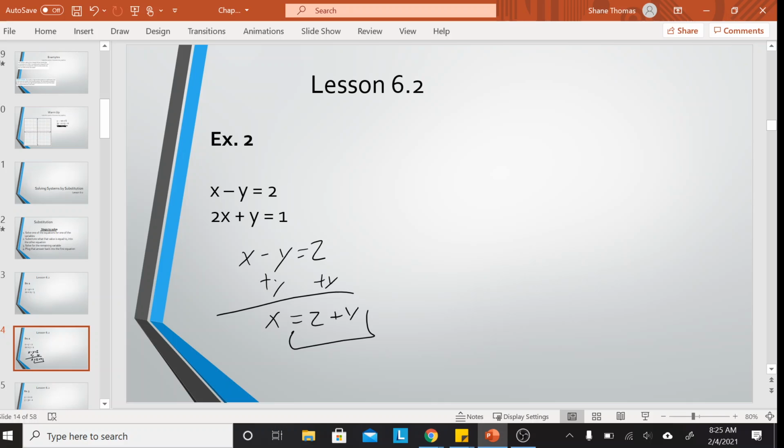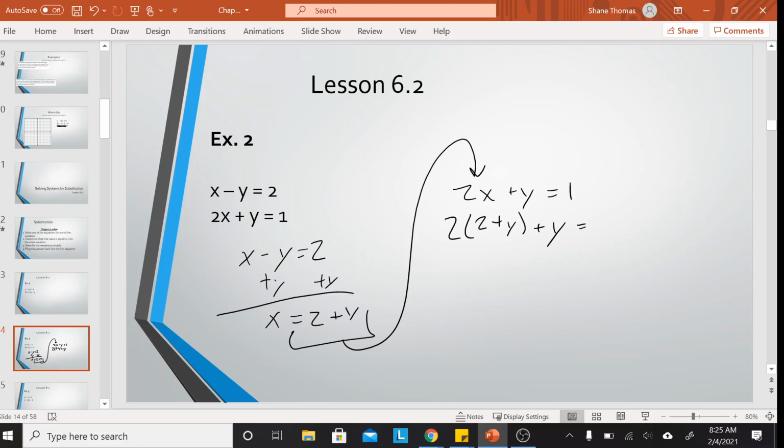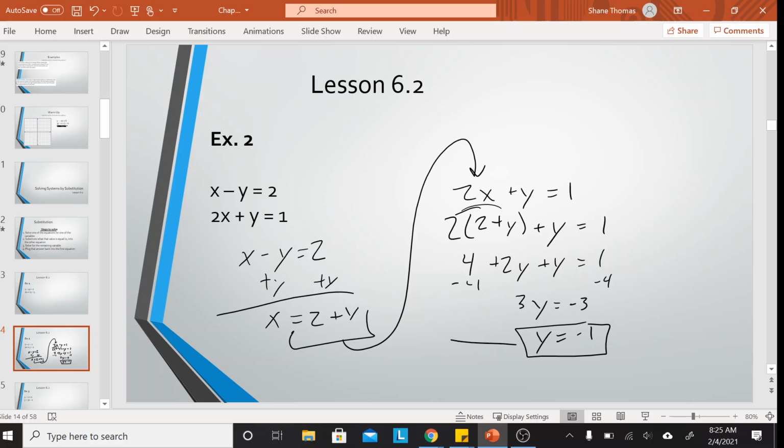Now I'm going to box that up and put it into the other equation, which is 2x plus y equals 1, in for x. So now I have 2 times (2 plus y) plus y equals 1. Distribute, so I get 4 plus 2y plus y equals 1. Combine like terms, I have 3y. I'm also going to subtract the 4 over, so I have 3y equals negative 3. So y is negative 1. That's my first answer. Then put it back into the box: x equals 2 plus negative 1. So x equals 1. So x is 1, y is negative 1. That's how you do substitution.